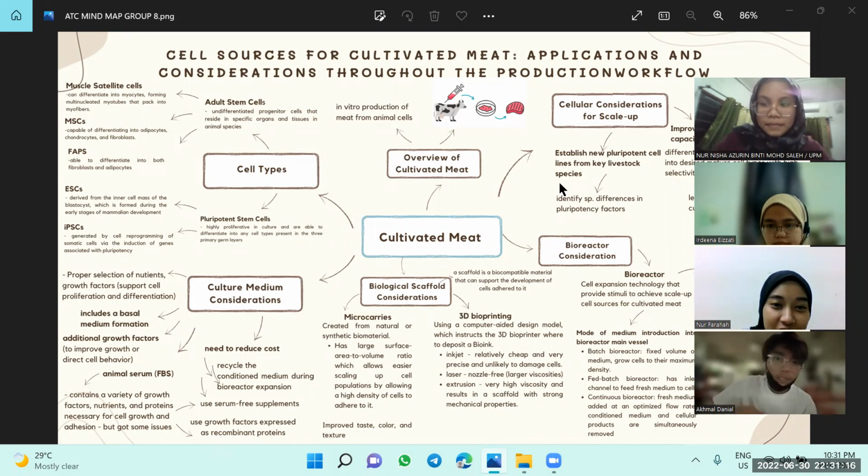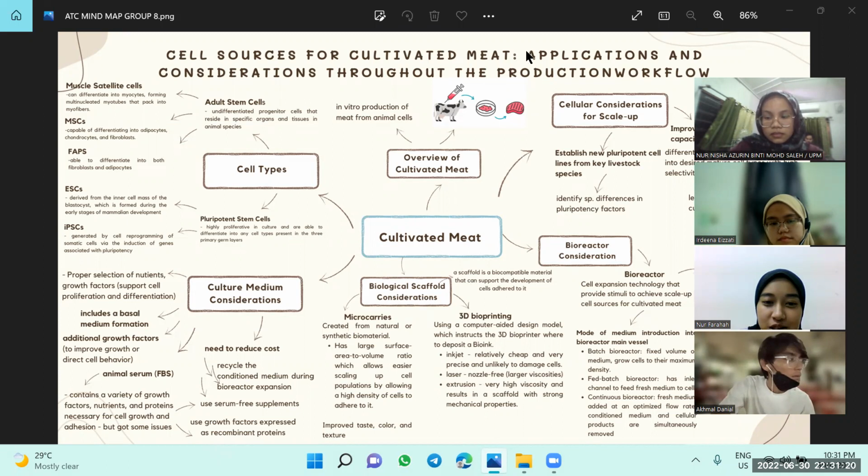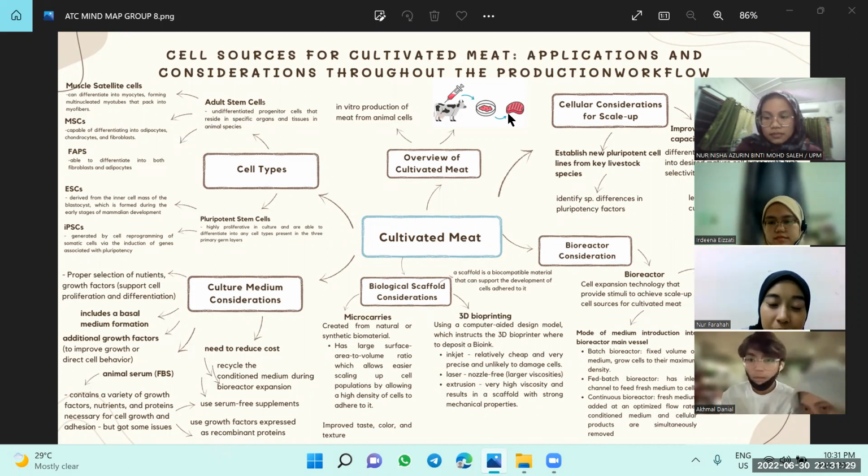So we are group 8 consisting of 5 members. Me, Farahah binti Zuhairi, Akhmal Danial, Nuraini Mokhtar, Eizzati and Nisha Azurin. So today we would like to explain our mind map based on an article named Cell Sources for Cultivated Meat, Applications and Considerations Throughout the Production Workflow.